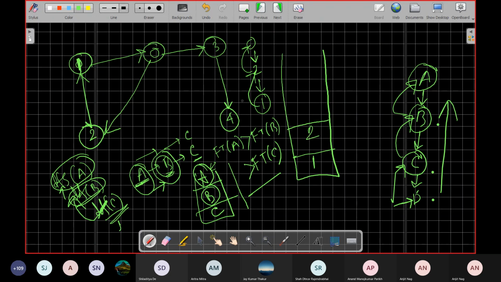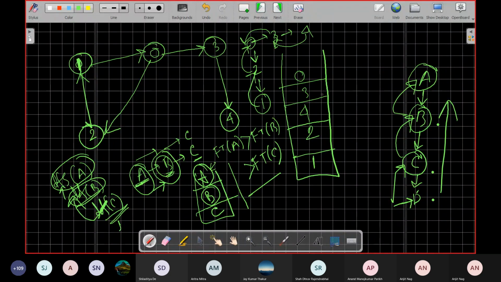Now from 0, there is another option. We can go to 3. From 3, we can go to 4. But from 4 there are no other options, so we backtrack from 4, and before backtracking, we add 4 to the stack. From 3, there are no other options, so we backtrack from 3 and push 3 into the stack. And at last, there is nothing else, so we backtrack from 0. So this is the ordering.